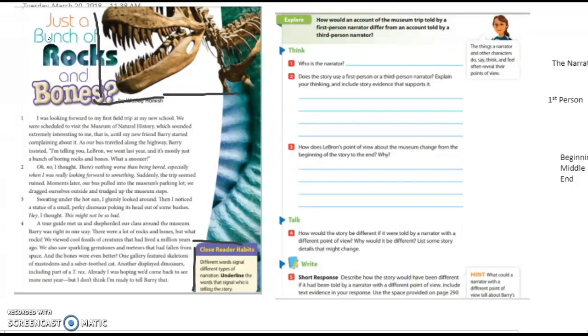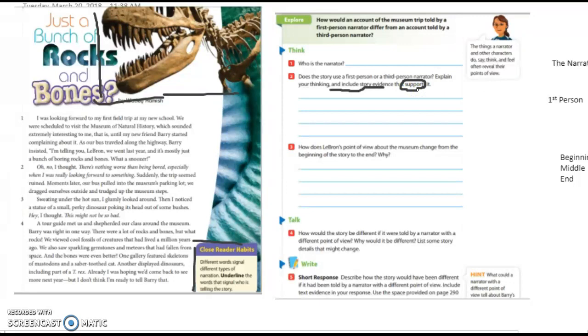We're going to look at question number 1. Who is the narrator? Question number 2. How does a story use first-person or third-person narration? Explain your thinking to include evidence that supports it. So we are going to have to make sure that when we're talking and thinking, we are using our evidence to support, which means backs up our claim.